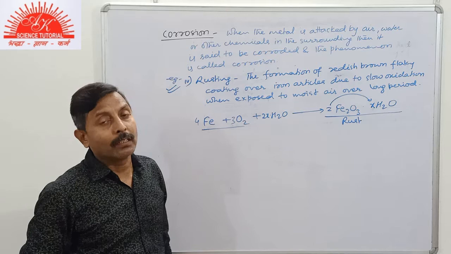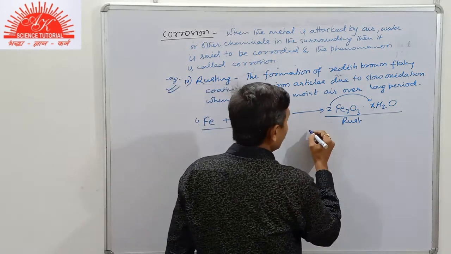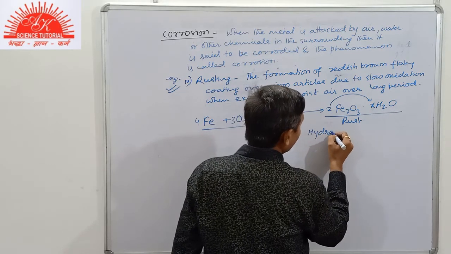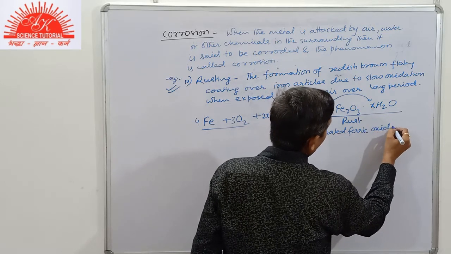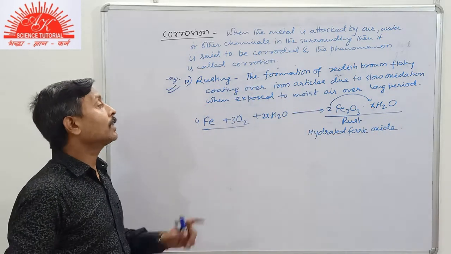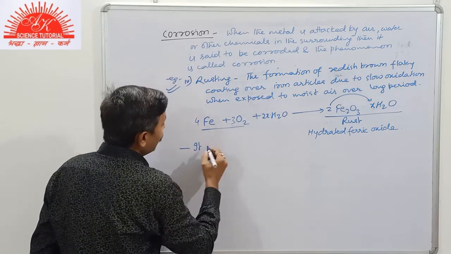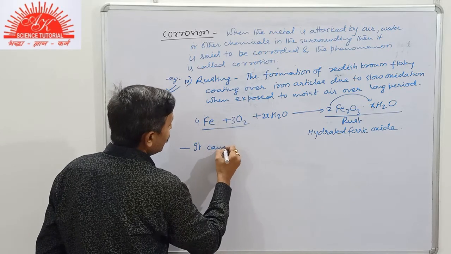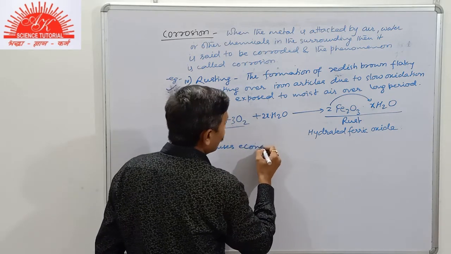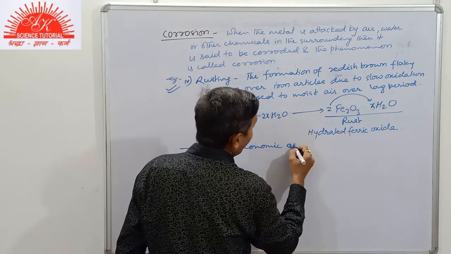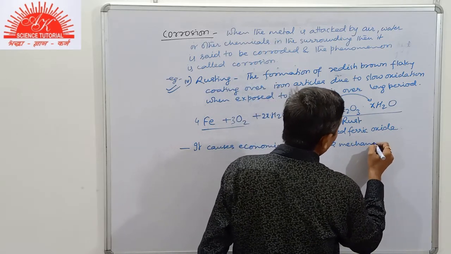The question may be asked, what is the compound present in rust, or what is the chemical name of rust? This is called hydrated ferric oxide. Hydrated ferric oxide. This is called rusting. Now, rusting is disadvantageous. It causes economic as well as mechanical loss.